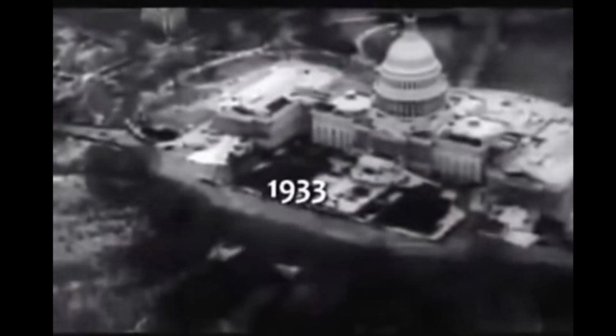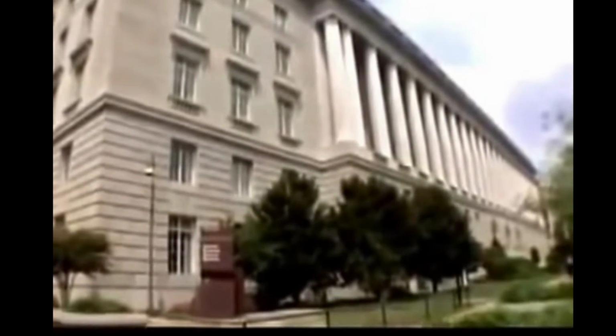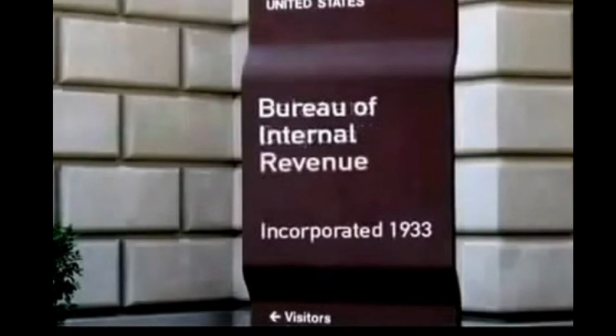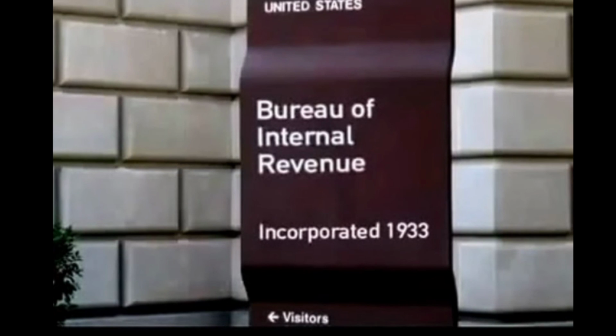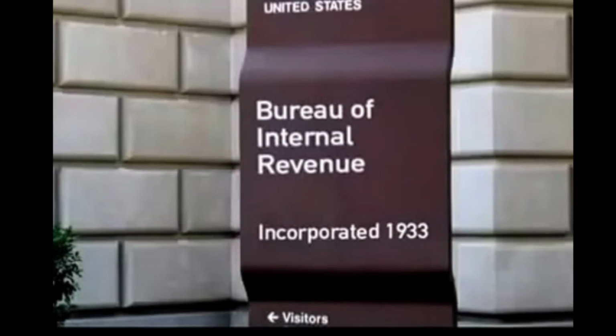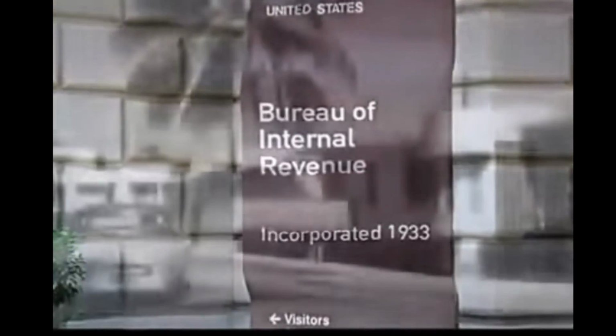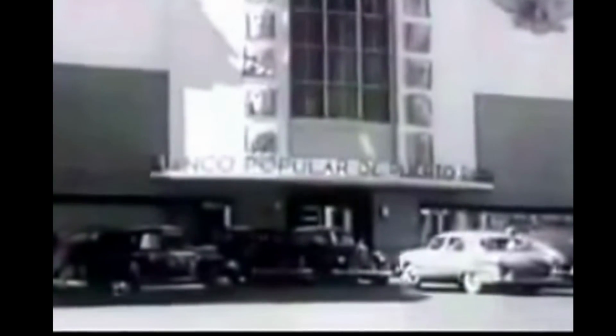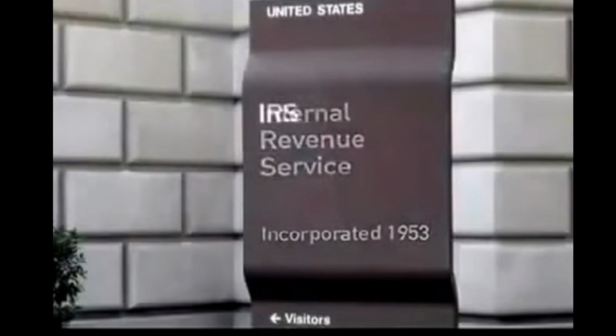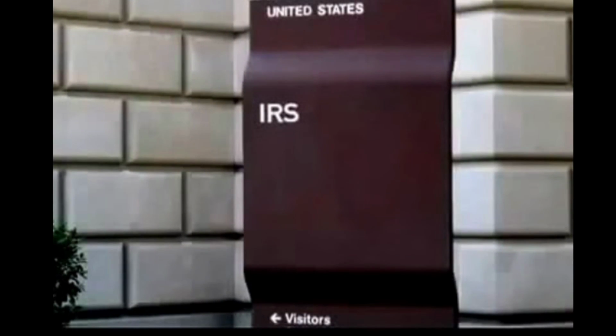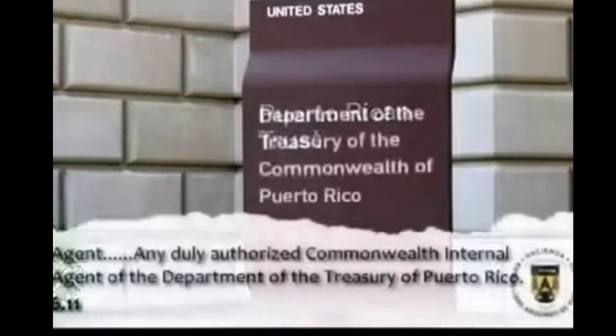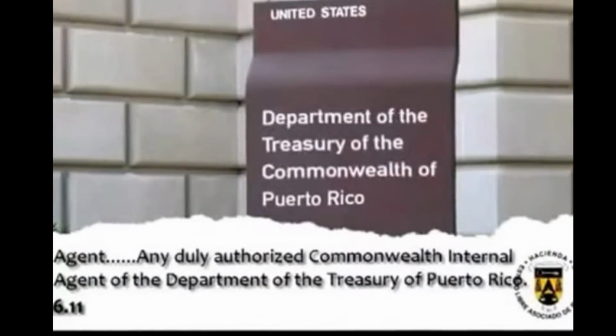In 1933, the United States once again declared bankruptcy. To make all citizens subject to the repayment of the national debt, the bankers chartered a Delaware corporation known as the Bureau of Internal Revenue. But this corporation was illegally masquerading as part of the government, placing them under constant threat of lawsuit. To escape this litigation, they moved their jurisdiction outside of the United States to Puerto Rico. This occurred in 1953 when they changed their name to the Internal Revenue Service, or IRS, incorporated as a Puerto Rican trust within the division of the Department of the Treasury of the Commonwealth of Puerto Rico.